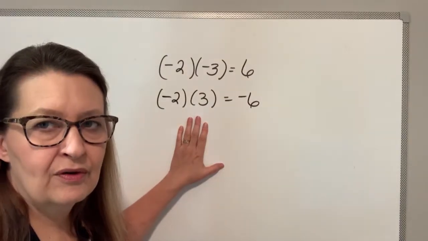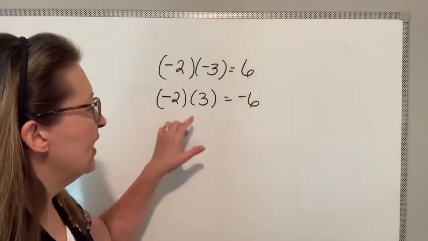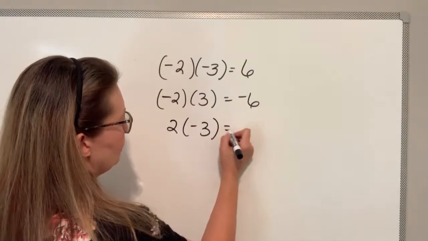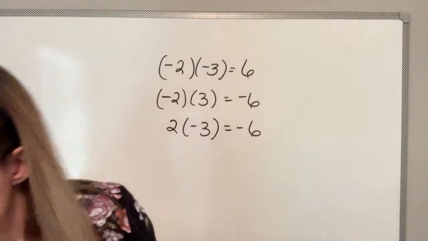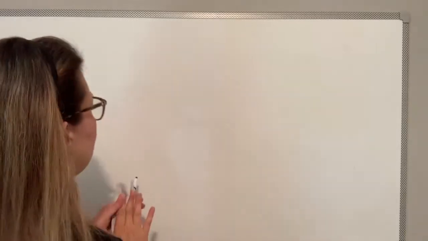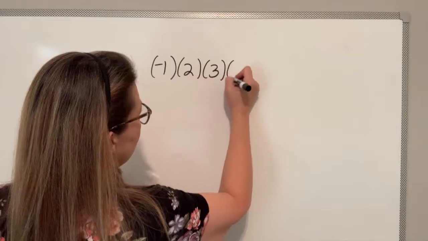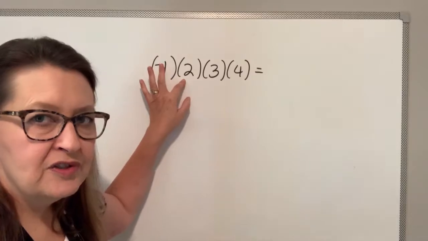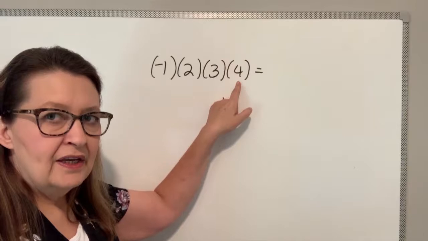Notice it doesn't matter which one's bigger or smaller, like it did in addition and subtraction. All that matters is how many of these do you have. So I could have 2 times -3. That's still -6. All right. Now let's look what happens if I have a string of numbers multiplied together. As in -1 times 2 times 3 times 4. I'm going to go through here and multiply. -1 times 2 is -2. Times 3 is -6. Times 4 is -24.